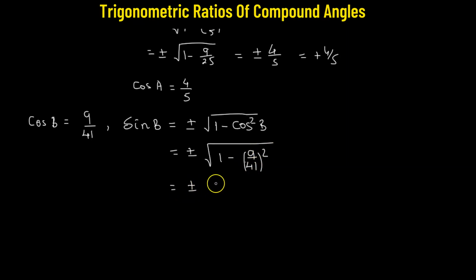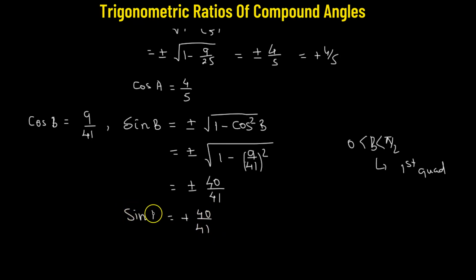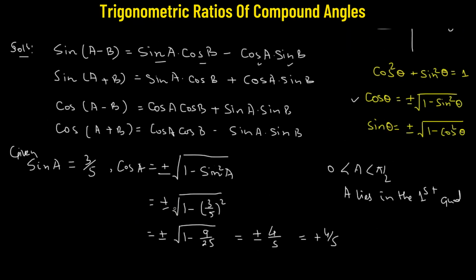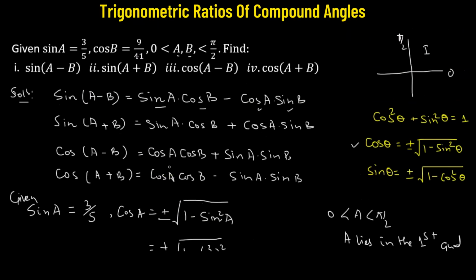So sine B will be equal to plus or minus 40 over 41. We're getting two values. Again, B is given to lie between 0 and pi over 2, meaning B is in the first quadrant. In the first quadrant, since all trig functions are positive, we get a positive value, positive 40 over 41. So this is the value of sine B. Now that we have all four trigonometric ratios, sine A, sine B, as well as cosine A and cosine B, we can easily find each of the values.